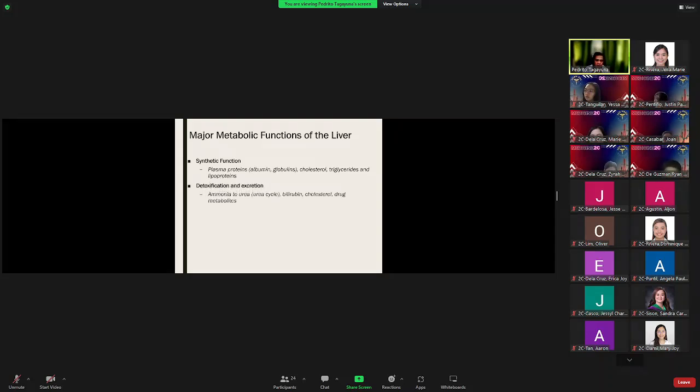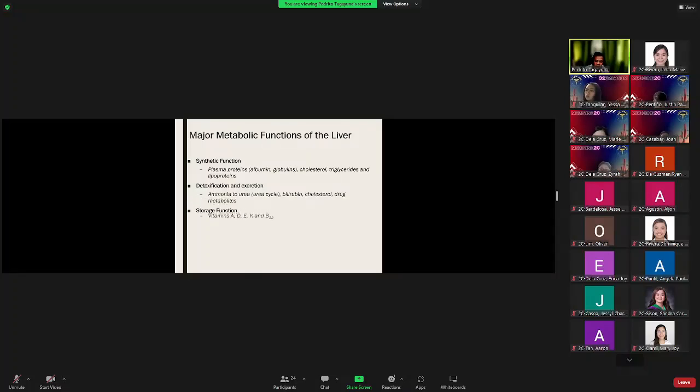The other function of the liver is detoxification and excretion. In detoxification, it is involved in the removal of drugs and drug metabolites. It is also involved in the conversion of ammonia to urea. I don't know if this was the class who had the CPC where hepatic encephalopathy was considered, and one of the tests that you have to do is an ammonia test.